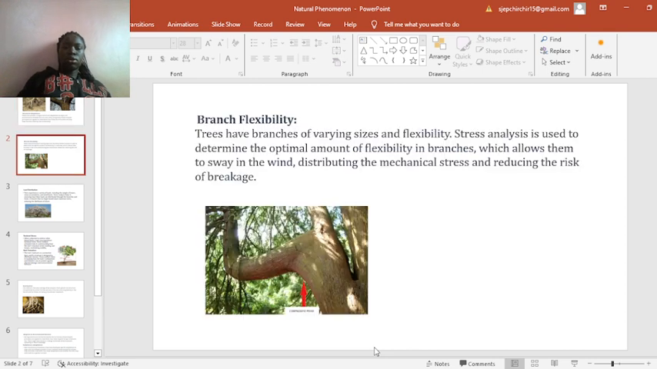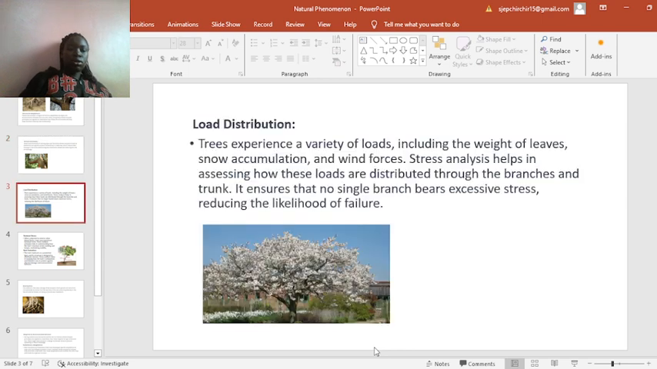The trees' branches also have good flexibility, so that when there is excess wind, they can be swayed around, but it cannot cause them to break or bend permanently. They also have a good load distribution, that is, the branches and the leaves have been distributed well to allow even distribution of stress within the tree.